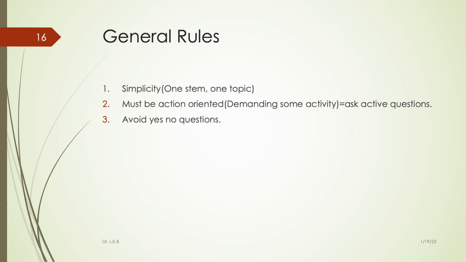But generally, the reason why we say the research question should have one stem and one topic is because you want to simplify. You want to make it as simple as possible, and it also makes it action-oriented, which means we're demanding some action. We are asking active questions. And remember to avoid yes or no questions.